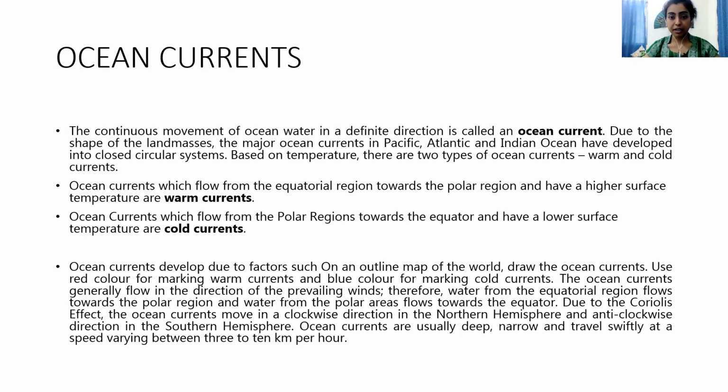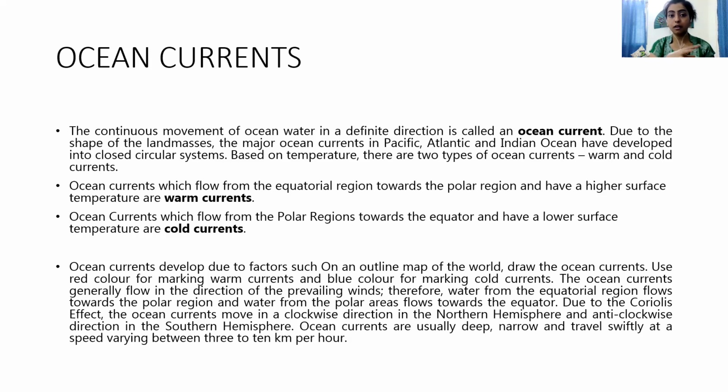So we have three major oceans, and these ocean currents are majorly seen in the Pacific Ocean, Atlantic Ocean, and the Indian Ocean. And what is the motion? As I said, the ocean currents particularly move in a circular motion. Now there are two types of ocean currents. One is cold ocean current, one is warm ocean current. Now what is warm ocean current? When the ocean currents are flowing from the equatorial region towards the polar region.